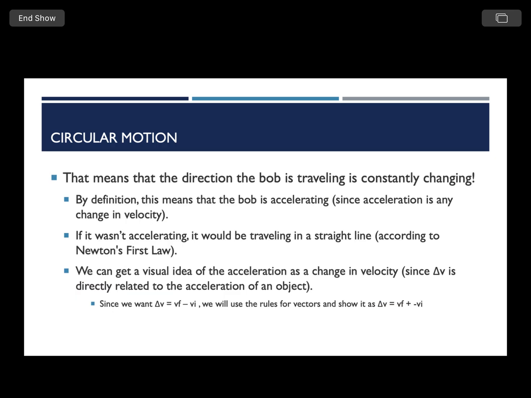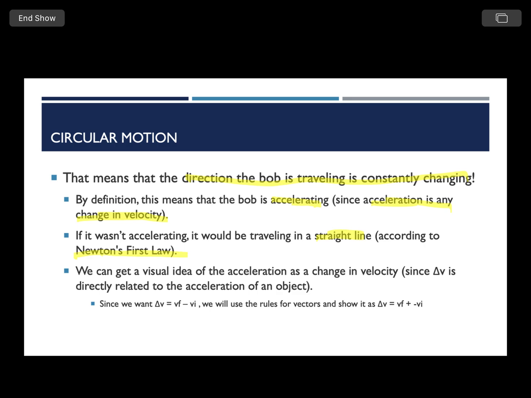So because the direction is constantly changing, we can say that it is constantly accelerating, because acceleration is any change in velocity, including just that direction. And we know this because otherwise it would be traveling, as we said, in a straight line, and that's according to Newton's first law.